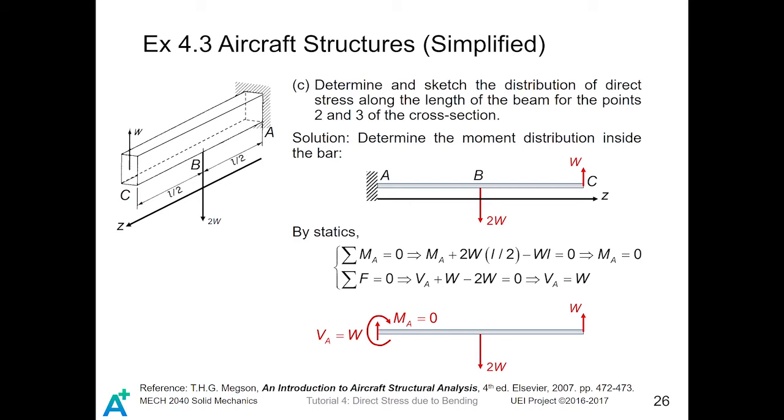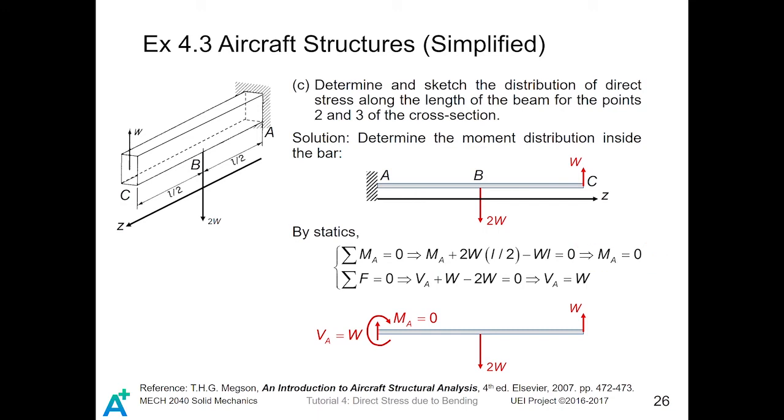First of all, we determine the moment inside the spar. Consider this simplified schema, 2W force in the middle and a W at the tip. By statics, we can immediately find the reactions at A. There is a moment MA as well as a shear force VA. Taking the moment at point A gives MA plus 2W times L over 2, where L over 2 is the arm of 2W, minus W times L, where L is the arm of W. Eventually you will get the result, which means the moment at point A equals 0.